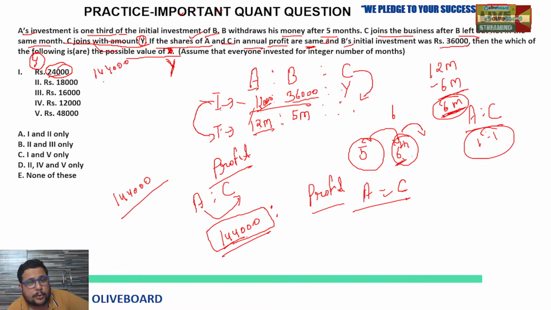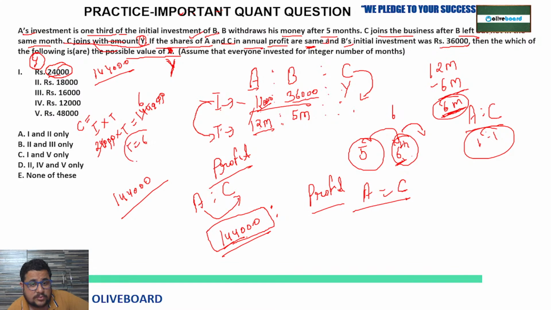If we consider that 24,000 is the value which we suppose, these are the possible investments of C, so the possible value of Y. So 24,000. 1,44,000 must be the product of investment and time of C. So if we are assuming 24,000, then 24,000 multiplied by T equals 1,44,000. Zeros cancel. Now by 24 you can cancel 144, 6 times. So time is equal to 6.